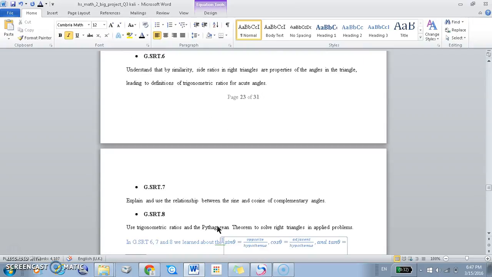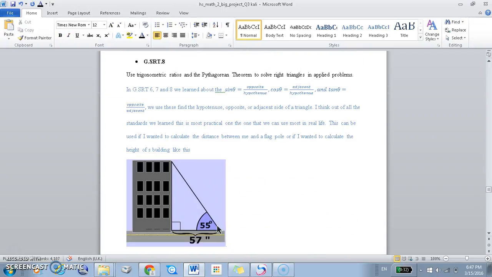I combined GSRT 6, 7, and 8. So basically, in these standards, we learned about sin, cos, and tan. We use this to find either the hypotenuse, opposite, or adjacent side of a triangle. I think out of all the standards that we learned in this quarter, this is the one that we can use most practically. In one of the tasks in my previous video, we had to find the width of the river. We used this one, and you can use this to find a lot of things in real life.